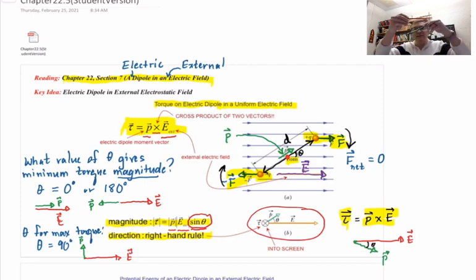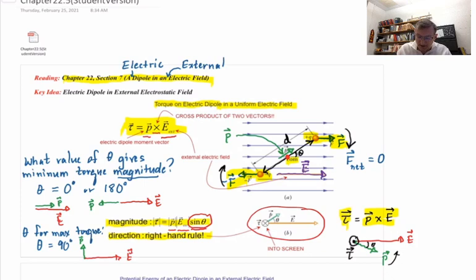Because then when you do the right-hand rule, the E's like this and your P's down here. And with the fingers of your right hand, you got to do this and your thumb points towards you. So then you can see that it's going to be counterclockwise rotation. Your torque vector, which will be coming straight out of the screen towards you, will be drawn as an encircled dot. All right, so a dipole in an external electric field can exhibit a torque and have a tendency to rotate.